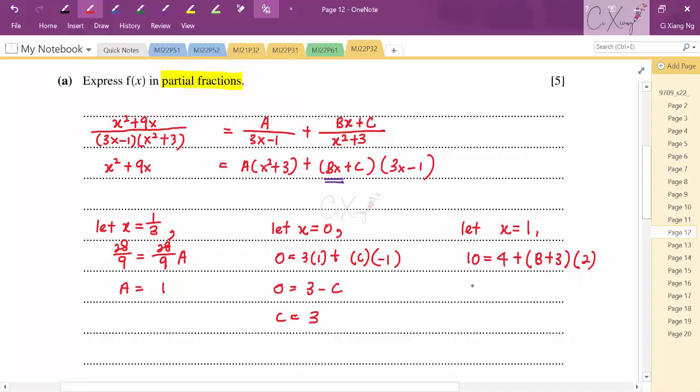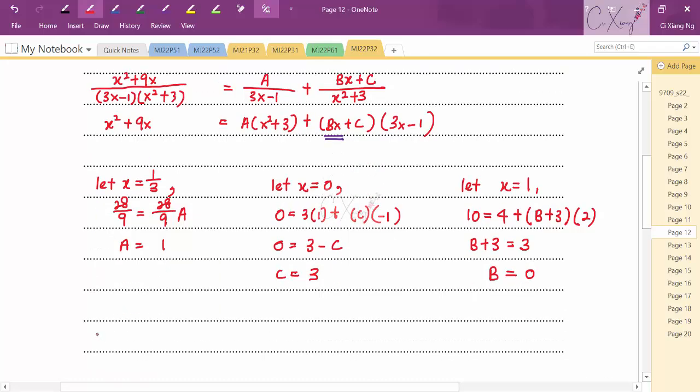Okay, so I get an equation like this. If I try to further simplify it, I will have B plus 3 actually equals 6 divided by 2, which is 3. And from here, you can see that B is equal to 0. Okay, so once you get all the values for the constants A, B, and C, then you can rewrite your answer into partial fraction form, where x squared plus 9x divided by 3x minus 1 and also x squared plus 3 will be equal to 1 over 3x minus 1. B is 0, right? So you need to write it out, and C is 3. So 3 over x squared plus 3.